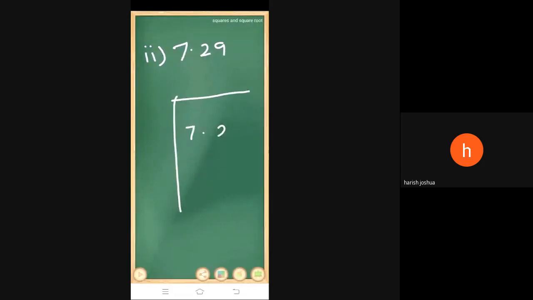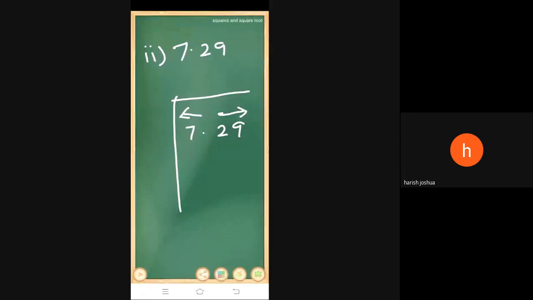Make a pair. 7. Right to left, left to right. Integral part, which side? Right to left. Decimal part, left to right. Okay.